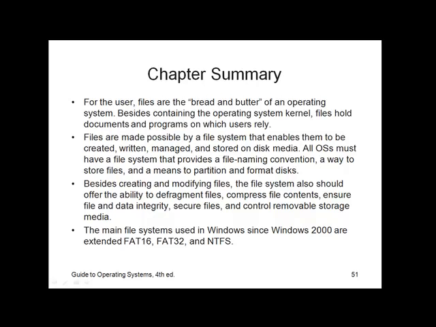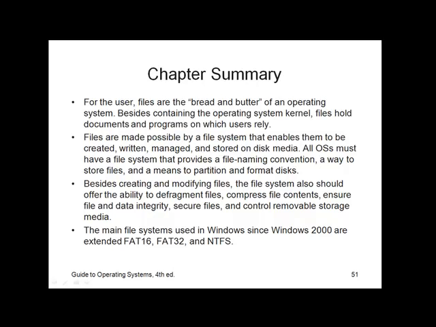They have to provide a naming convention, a way to store the data. They have to have a way to partition and format those disks so that data can be stored upon them. Besides creating and modifying files, file systems should also offer the ability to defragment and optimize your storage devices. That includes defragmentation, compressing file contents, ensuring data integrity, a way to secure files, and a way to control removable storage media in today's environments.